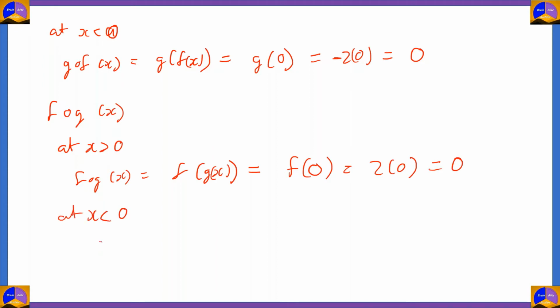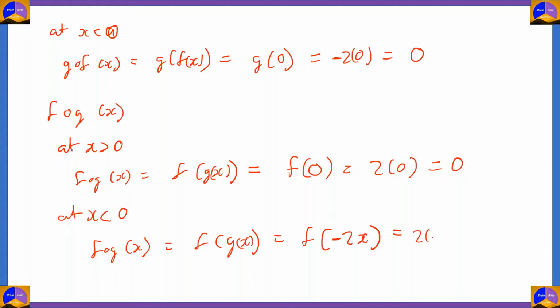At x less than 0, f of g of x will be equal to f of minus 2x. So it will be 2 of minus 2x, which will be equal to minus 4x.